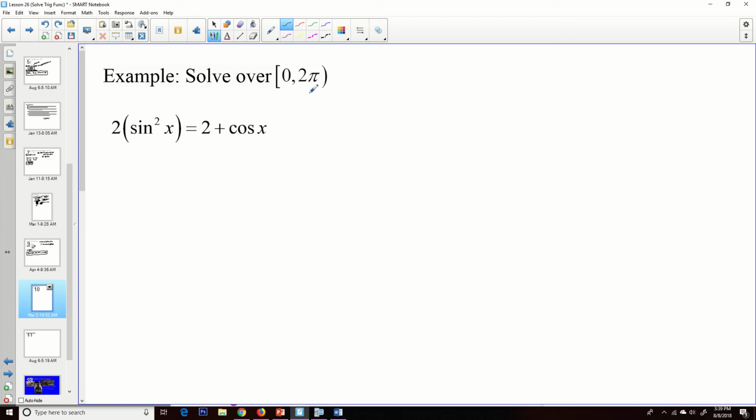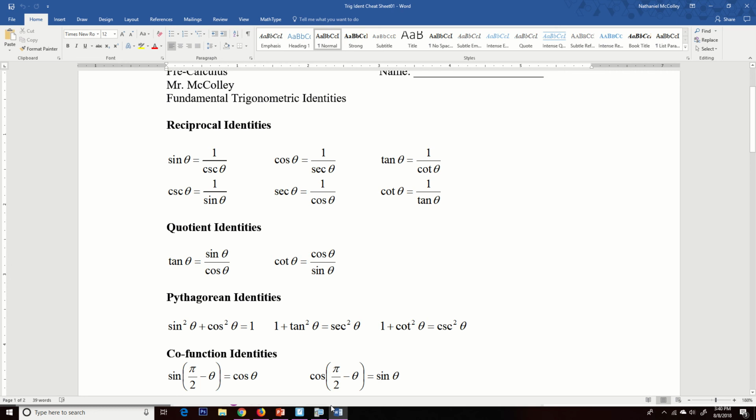So we're just solving the first unit circle. And here's an instance where I have sine squared theta and I have cosine x. So here I want to convert sine squared x into terms of cosine x. We can do that because remember the Pythagorean identity, sine squared plus cosine squared equals 1. If we subtract the cosine squared from both sides, we have sine squared x equals 1 minus cosine squared x.